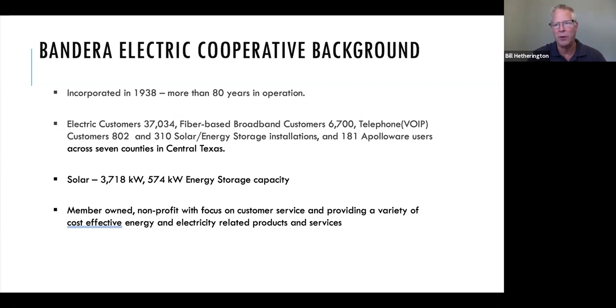We have a program where we're taking fiber to the home. We've now surpassed 50% of our members having fiber access. It's gigabit into the home. So we have 6,700 broadband customers, about 800 phone customers, 310 solar and energy storage customers, and 181 ApolloWare customers. I'll talk a little more about ApolloWare in a minute. That represents about 3.7 megawatts of dispersed solar fleet that we can operate, and 574 kilowatts of energy storage in the form of various Tesla Powerwalls scattered throughout the Hill Country of Texas.